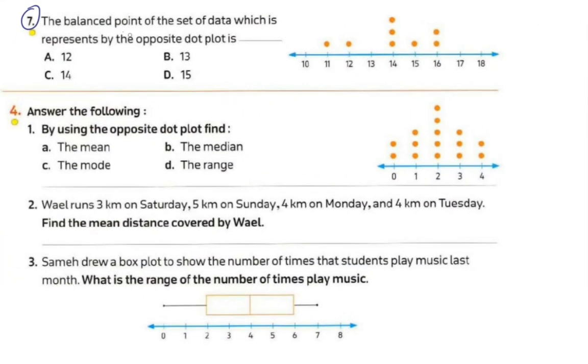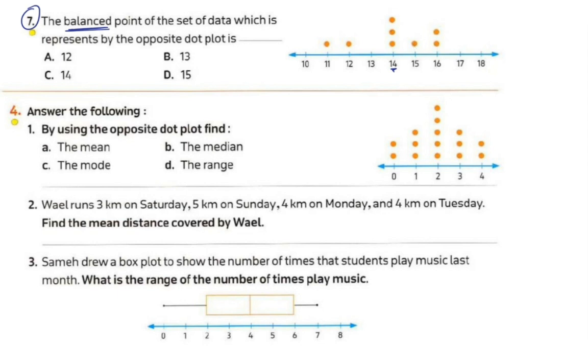The balanced point of a set of data which is represented by the opposite dot plot. What is he asking us about? The balanced point. So to find the balanced point by using a dot plot, I will move each point to make a symmetrical shape. Now if you look at this 14, we have three values with 3 dots here, and here we have 1 dot, 2 dots.